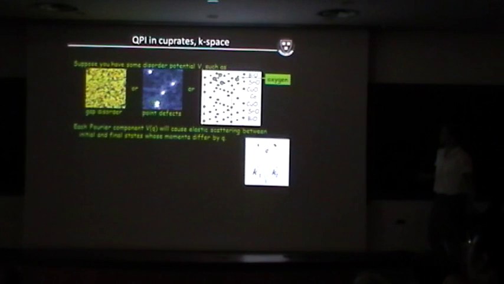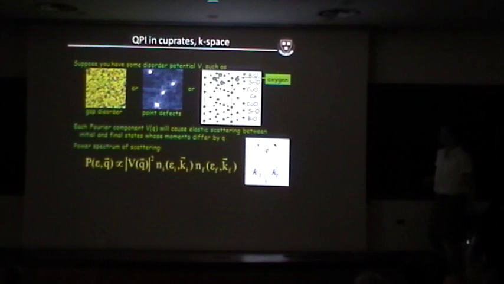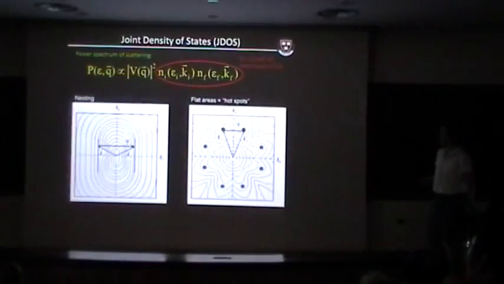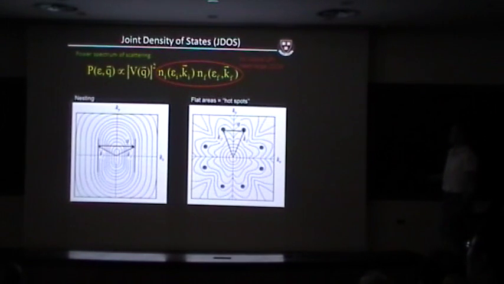Suppose we have some disorder potential, then each Fourier component of the disorder will cause elastic scattering between the initial states and the final states whose momentum differ by Q. And the power spectrum of that scattering is going to be proportional to a structure factor of the disorder potential times the density of initial states and density of final states. So this here circled in red is the joint density of states. So in order to see a significant QPI pattern, what we need is a large joint density of states, and you can get that in two different ways.